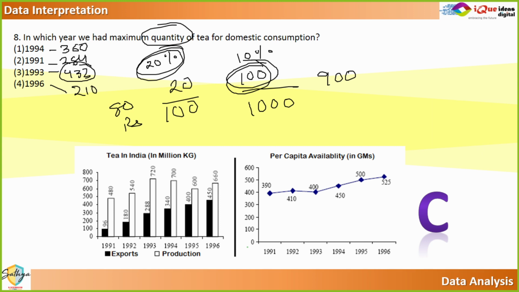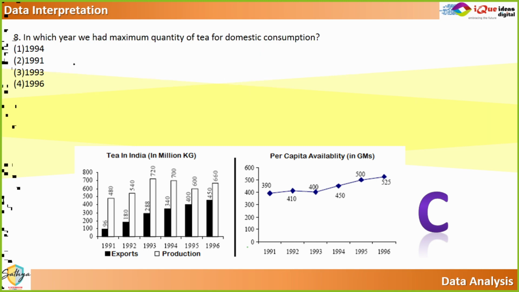No, Manya, you cannot judge by per capita availability, because the population is not necessarily the same. If it was given that the population was the same every year, then you could judge by per capita availability. But we do not know whether the population was the same or different. So without that data, we cannot use it to judge consumption. Do you get it? Right. Next one.